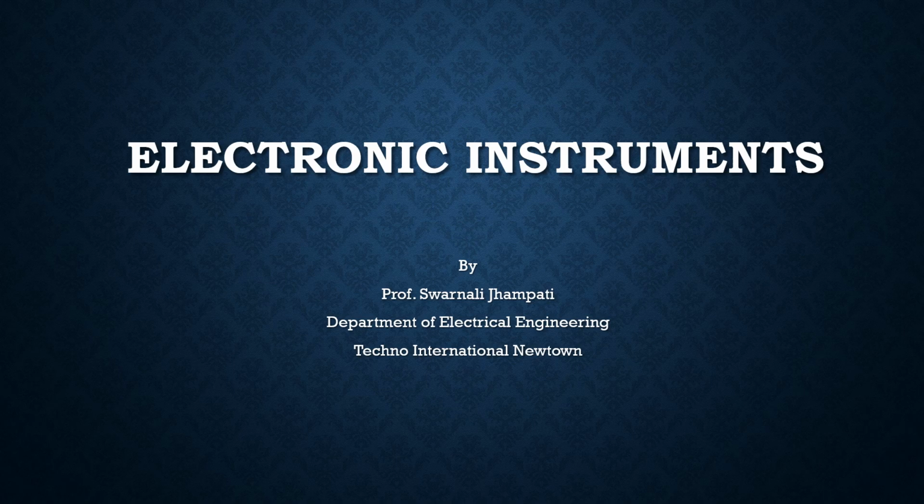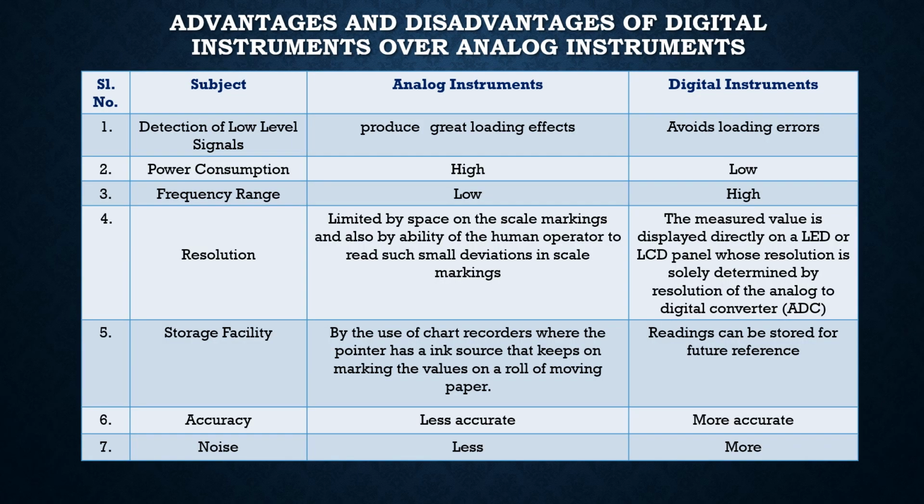Today we will start with electronic instruments. Now, electronic instruments, mainly electronic voltmeters used in either transistor or vacuum tubes, or any kind of digital meters, are the electronic meters. So before moving to the details of the electronic instrument, first we will study advantages and disadvantages of electronic instrument over electrical instrument. Advantages and disadvantages of digital instrument over analog instrument.